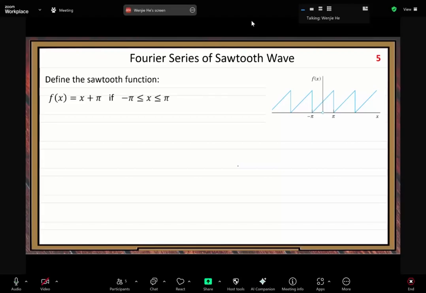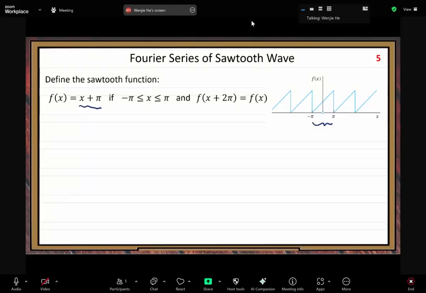On one interval, the function is x plus pi, a simple function. Then for the other intervals, we have the periodic extension. Now we want to calculate the Fourier coefficients, and when we do that, we want to use some special properties to do the calculation.